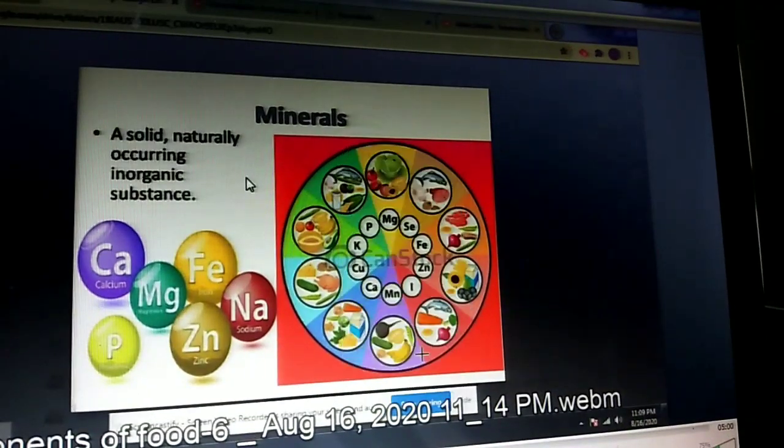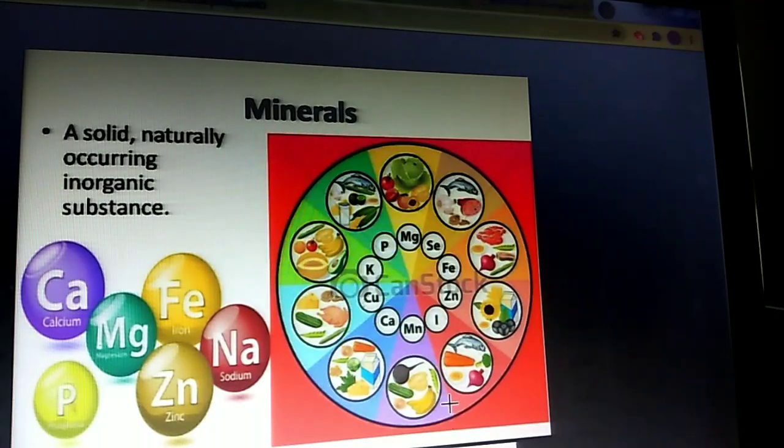Coming to the minerals, these are naturally occurring inorganic substances, mostly solid materials. When you go to higher classes in chemistry, you will learn that these are the elements. Till now, what you have studied, the carbohydrates, proteins, fats, and these few vitamins, are mainly organic. Now these minerals are present in minute quantities.